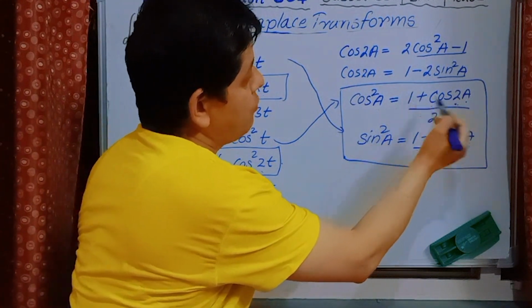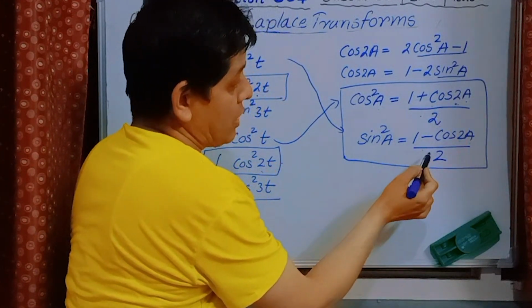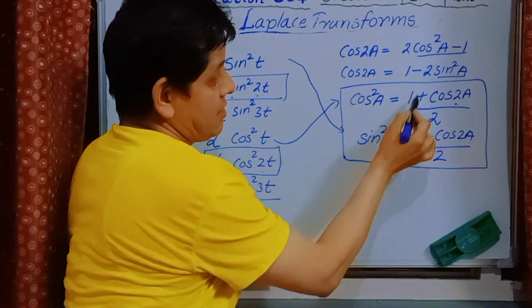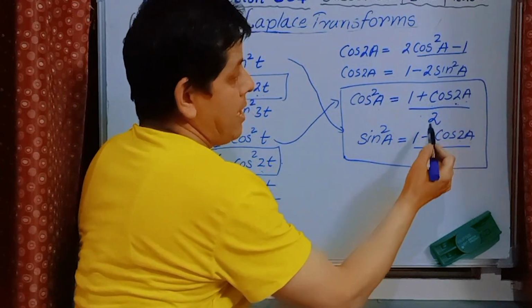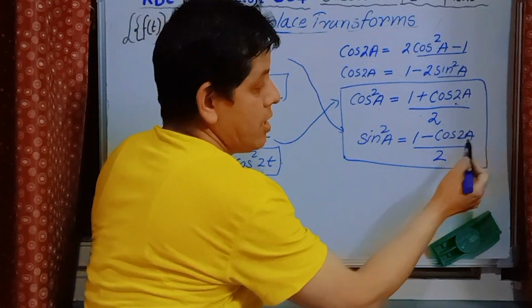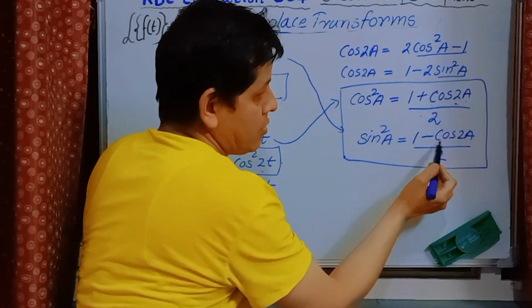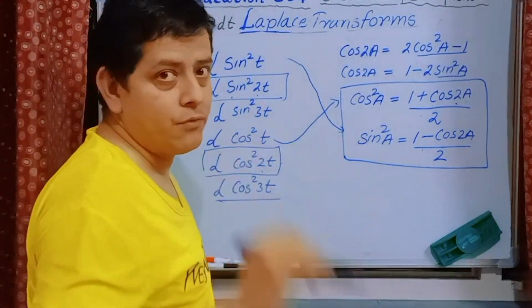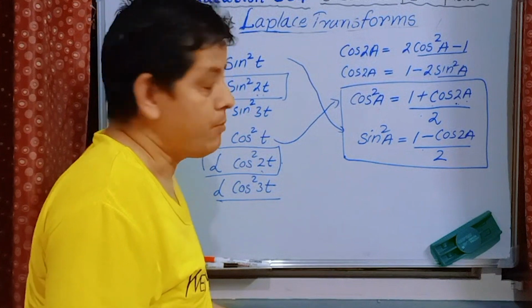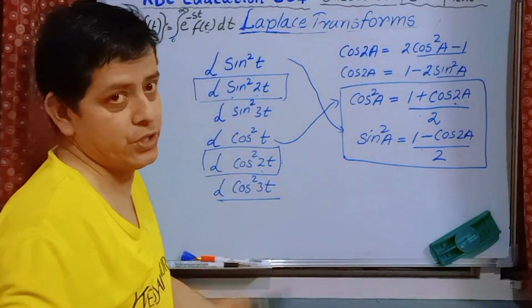Just make it in the same format so that you remember 1 plus cos 2a by 2, and then 1 minus cos 2a by 2. The 2 is common, the 1 is common, the cos 2a is common. Just the sign change makes the difference. So once you learn and remember one formula, how many solutions can you get? You get the solutions to all these questions.